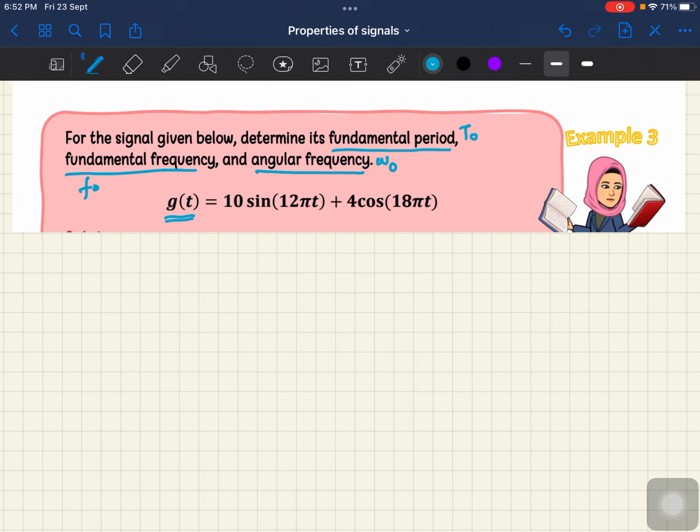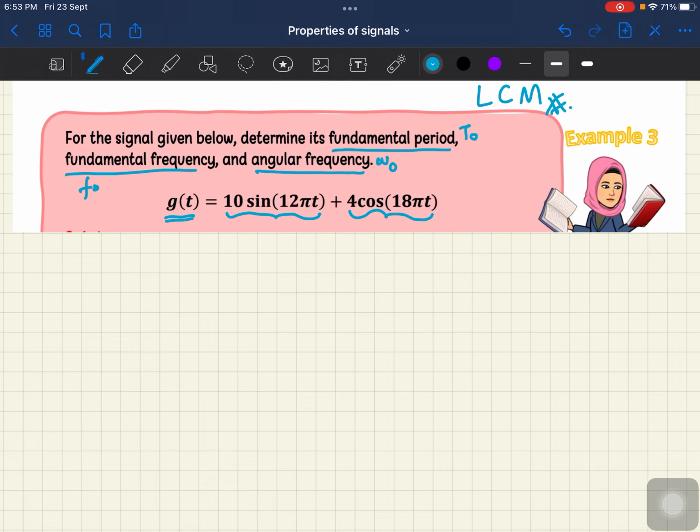So the first thing that we have to do is find the fundamental period for the sine signal and the cosine signal separately. Then we are going to use the mathematical theory called least common multiple. I have taught you this in class, and it's also available in your handout. The least common multiple is used to find T naught, the fundamental period of g of t. So how do we do that?